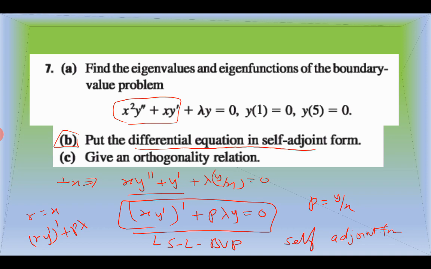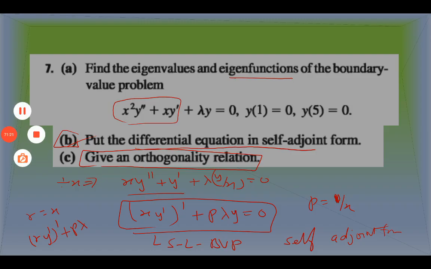Actually, lambda p can be taken as lambda by x, p is 1 by x, so (r y prime) prime plus p lambda y equals 0. Okay, this will be the self-adjoint form of the given differential equation, and we are done with this part. We have to find the eigenfunctions, and for orthogonality, at the end we can check the integration of the functions.